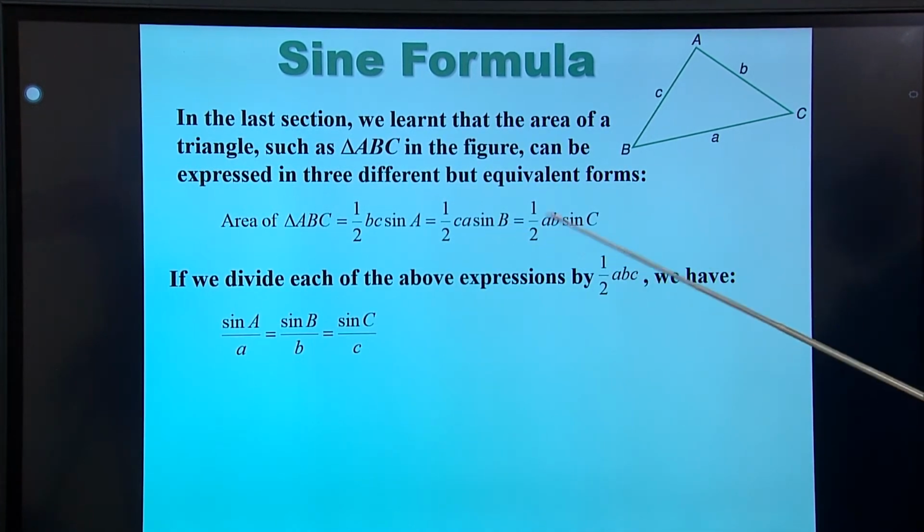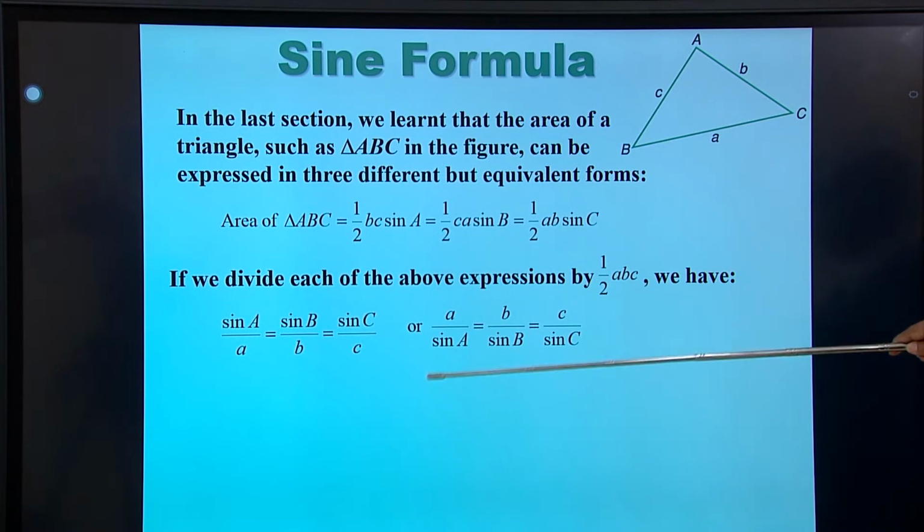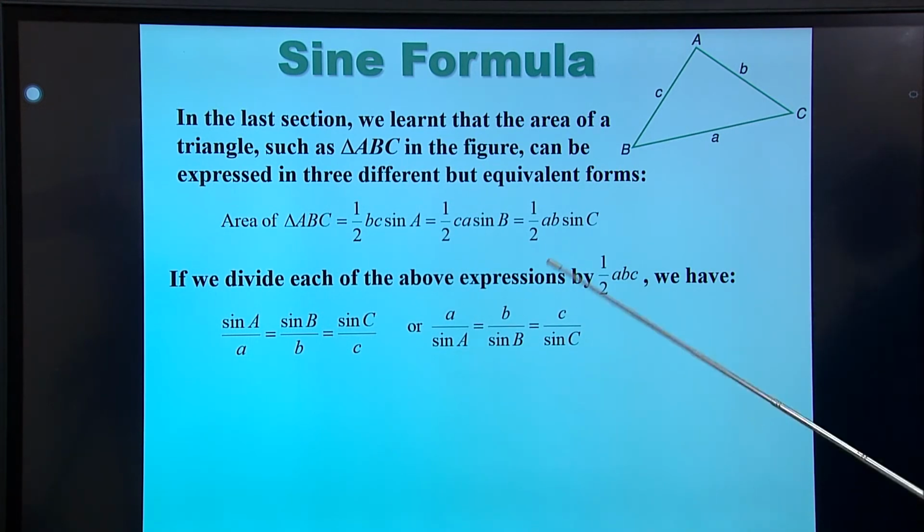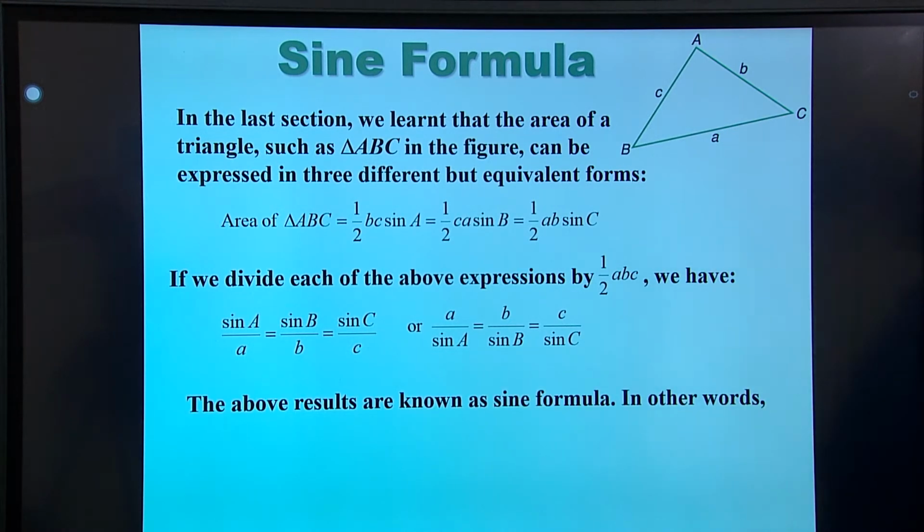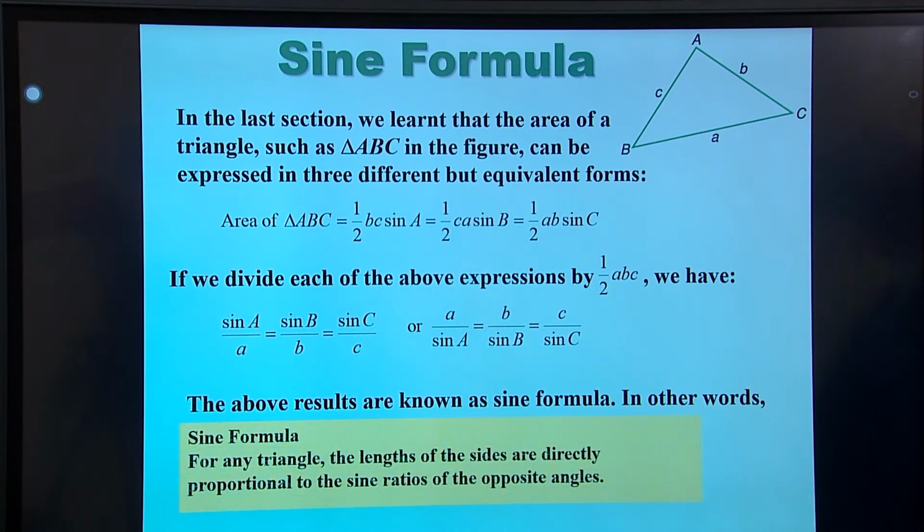If I divide right through by half abc, I end up with an equation that looks like this. Sine A over a is equal to sine B over b is equal to sine C over c. So the angle over the opposite side. And that gives me the sine rule, okay? Or if I flip them all around, because they are equal, a over sine A, b over sine B, c over sine C. That is known as the sine rule, okay?